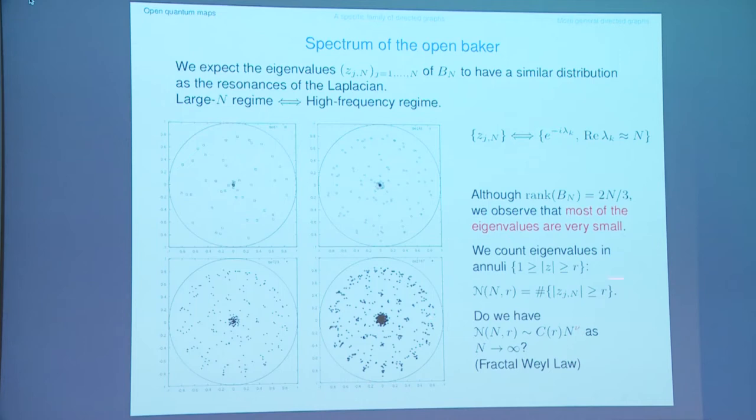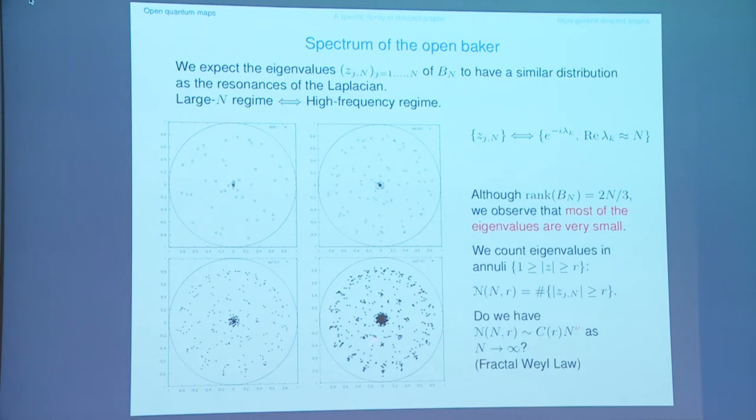So the question: do we have such a scaling law? n is the size of the big matrix. This big matrix has a rank of order n. It's like 2n over 3, so it's of order n. And here we expect this fractal Weyl law, which says that the number of reasonably large eigenvalues grows like n to the nu, where nu is log 2 over log 3. Which means that most of the eigenvalues of the matrix are sitting very close to the origin, very small. That is what we see here on the plot.